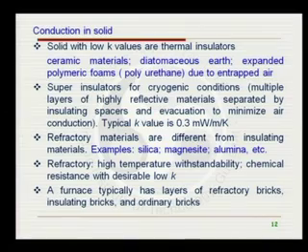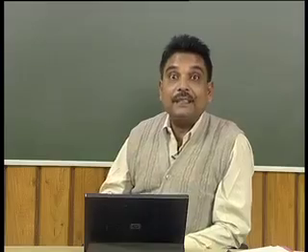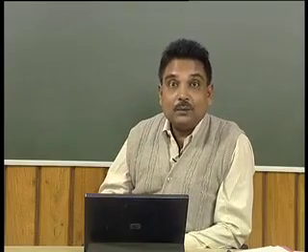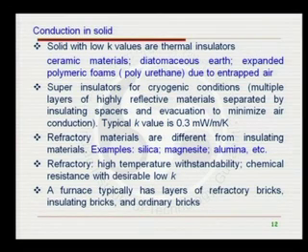Now, solids with low thermal conductivities are called insulators. These are all thermal insulators. For example, ceramic materials, diatomaceous earth and expanded polymer foams like polyurethane. These have low thermal conductivity because of the air entrapped in the pores of the expanded foam, and we know that air is a very poor thermal conductor.